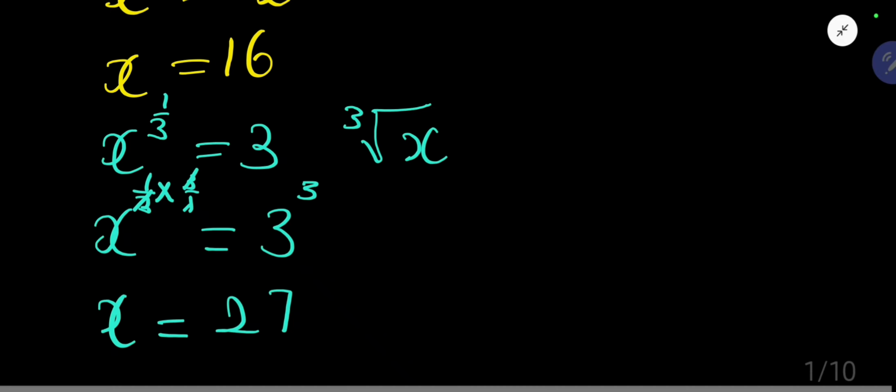Or you could have taken this root. x exponent 1 over 3 is the same as the cube root of x. We have done this in the previous videos. Make sure that you go and watch them.